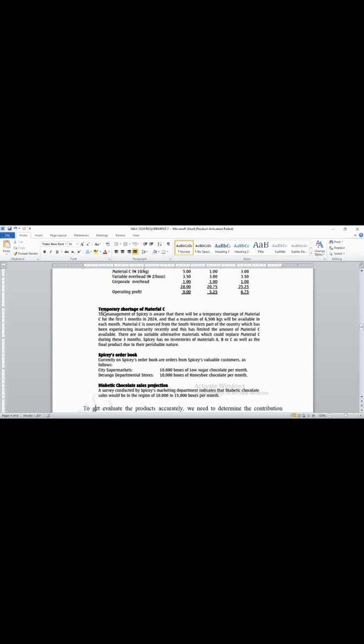Now we're told further that there's a temporary storage of material C. Don't forget that in this case, we have three materials, material A, B, and C. For this material C, we have temporary shortage, and the management of Spicy are aware that there will be a temporary shortage for the first 3 months. I remember that in the requirements, we're told that we should tell them how much they should produce and sell for the first 3 months. So for the first 3 months, material C will only be 6,500 kg in each month. That means month one, 6,500, month two, 6,500, month three, 6,500.